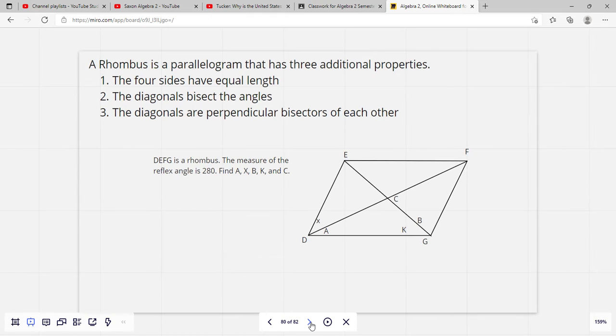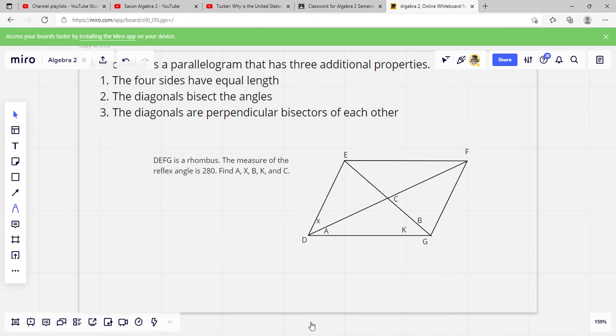All right, a rhombus is a parallelogram that has three additional properties. The four sides have equal length. So that means that all of these sides are equal to each other. There, and there, and there, and there are all equal.